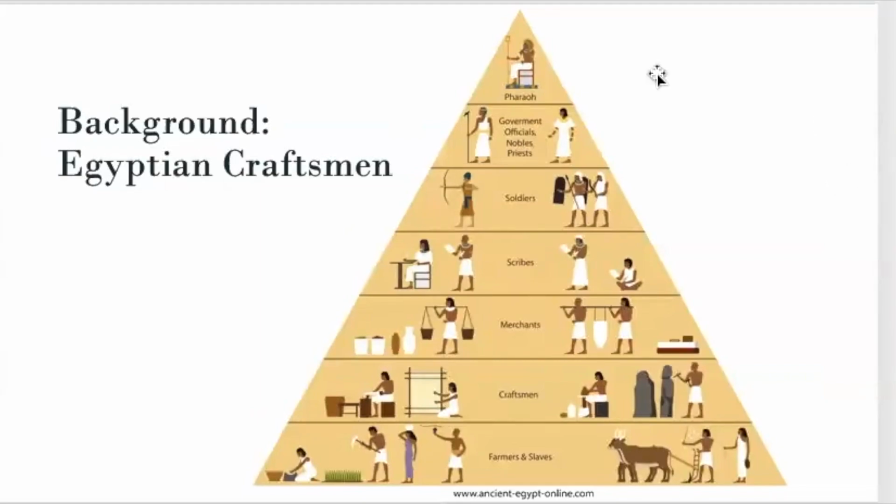The pyramid shows the major professional ranks in ancient Egypt, arranged both hierarchically and to reflect the population numbers that belong to each level. So at the top sits the pharaoh, and just below him are the government officials, nobles, and priests. And then on the bottom are the farmers and slaves, and just above them are craftsmen.